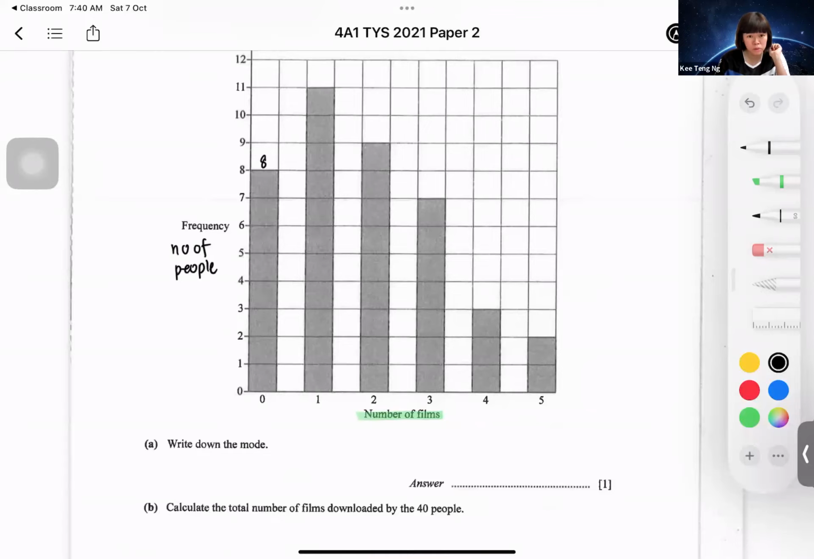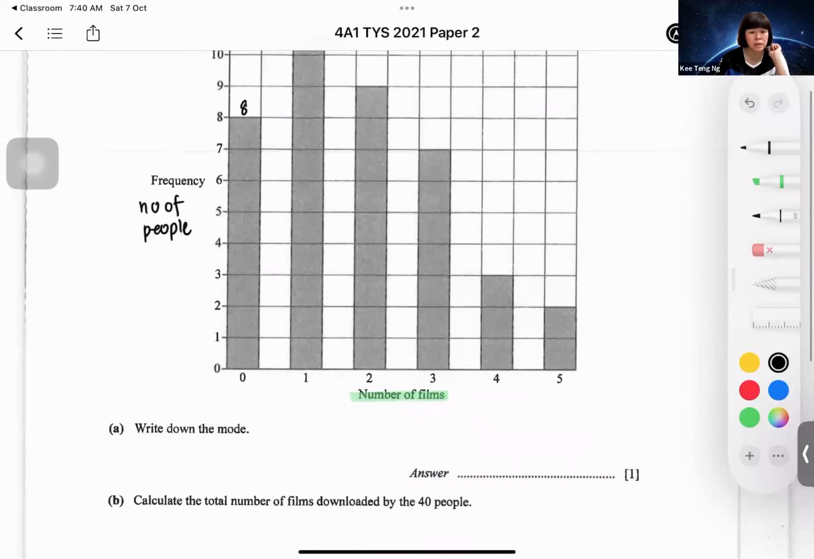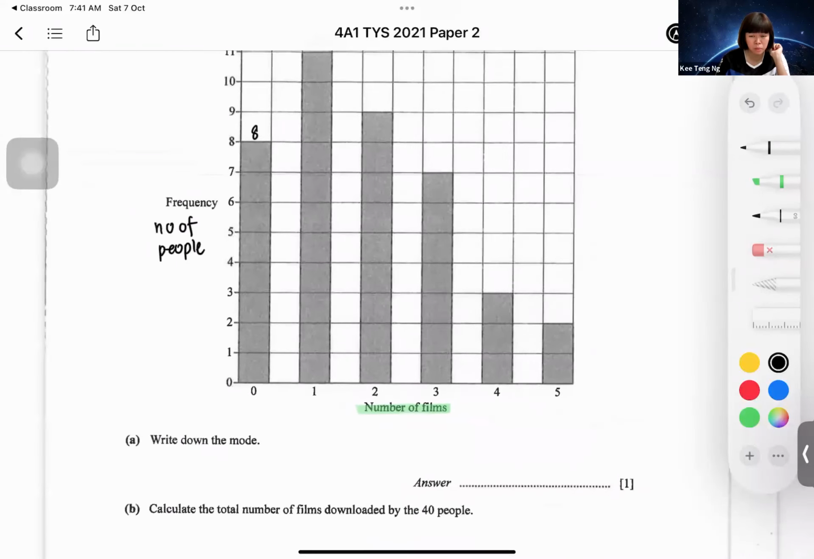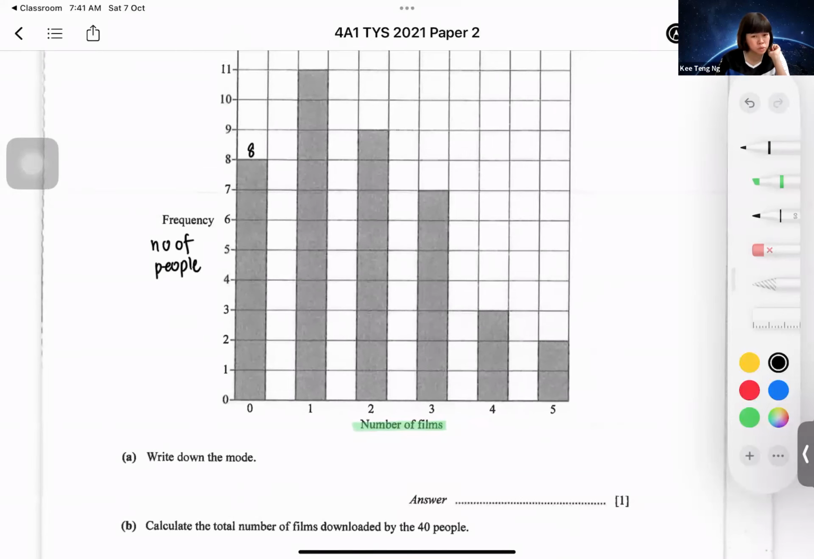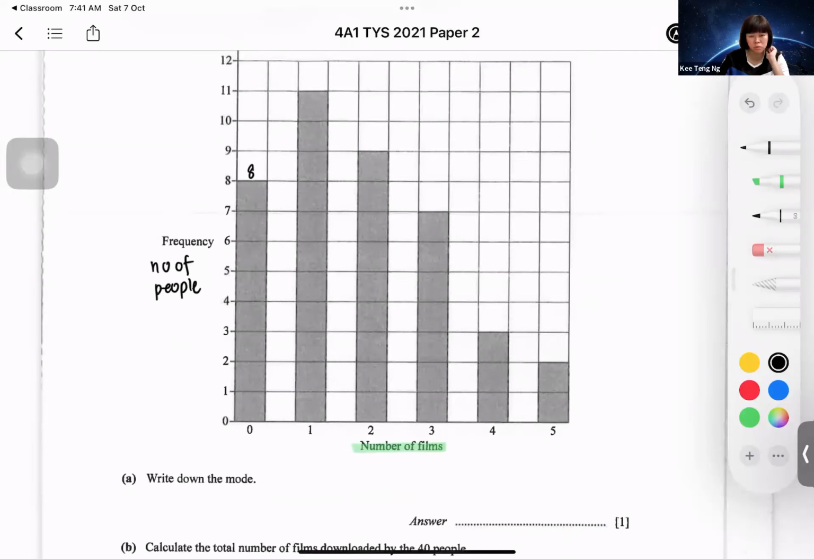Write down the mode. The mode is the one that has the highest frequency, the one repeated most often, the one that's most popular. Okay, so in this case, it's very obvious. 1 film. Do make it a point to write down the units so that you understand what you're actually talking about. It's not writing the number of people, but write down the film itself. How many number of films?